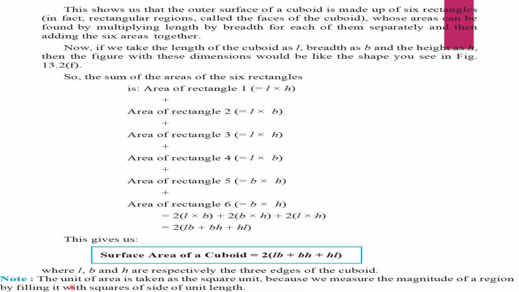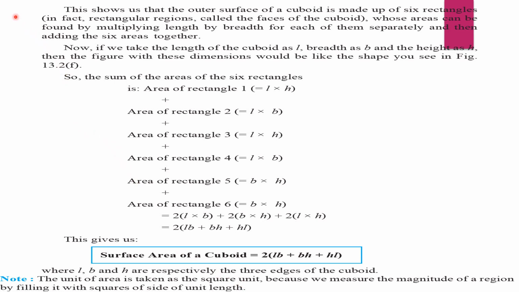Note, the unit of area is taken as the square unit because we measure the magnitude of a region by filling it with squares of side of unit length. Okay, my children, do you remember this point? The area of a plane figure is always measured in square units. Remember this point, my children.